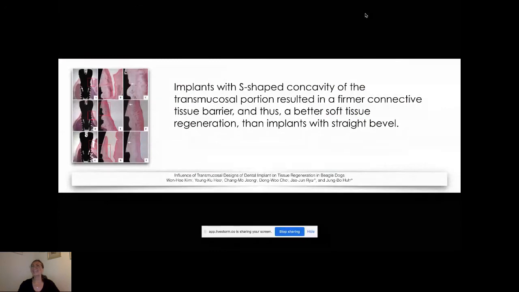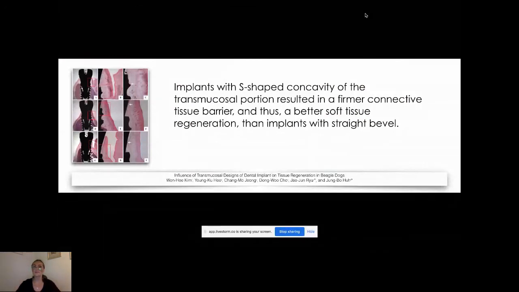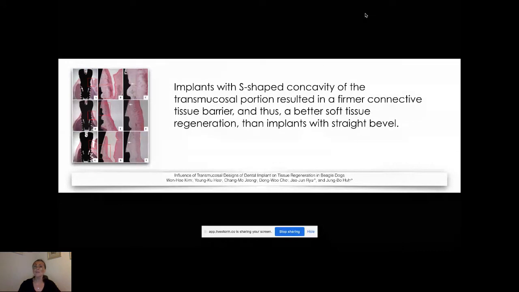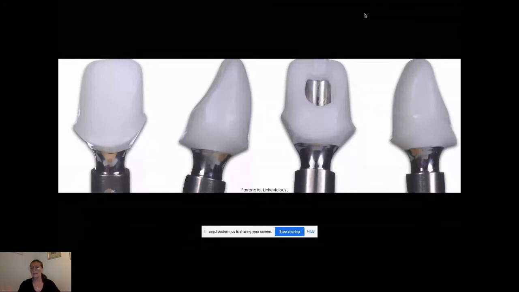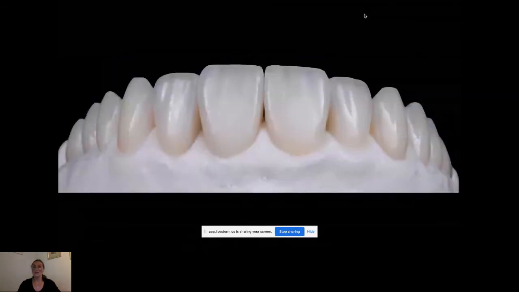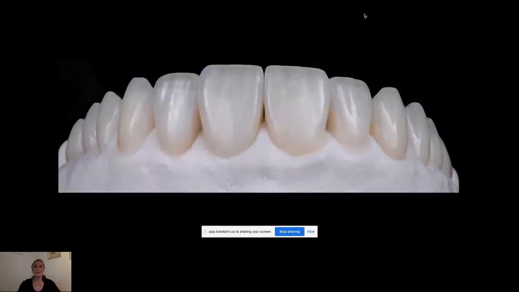So we know now that the S-shaped concavity of the transmucosal portion offers a better connective tissue barrier. And this is the design of the abutments which we use in single teeth, but as you will see, also in a full arch rehabilitation. So this is the aspect of the reconstruction as a whole.